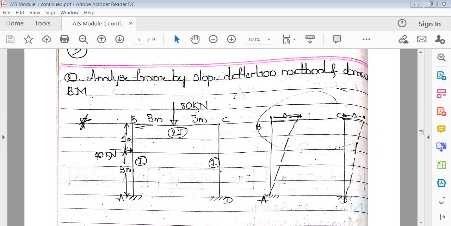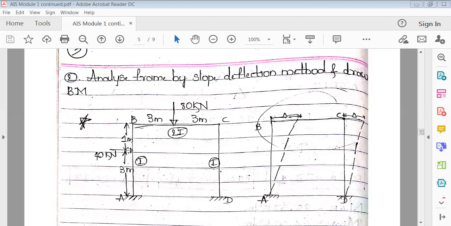Now, how to check and analyze is, again, this is a frame which is A, B, C, and D. And you can see here there is a load which is applied exactly at the center. And I is common at both the columns, and there is only 2I here. So 80 kilonewton, and in addition to this, there is 40 kilonewton acting here. Now, in case this 40 kilonewton wasn't there, and only 80 kilonewton was there, then it would be a non-sway frame because it is symmetrical.